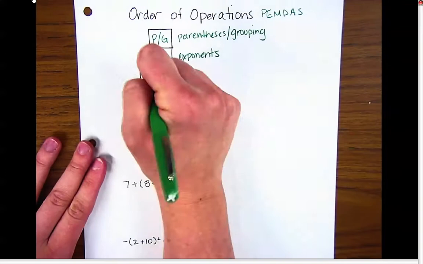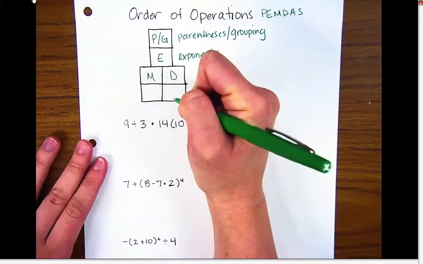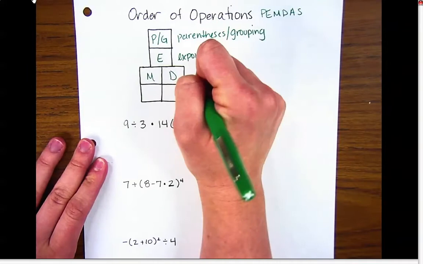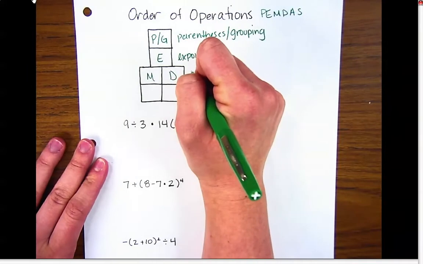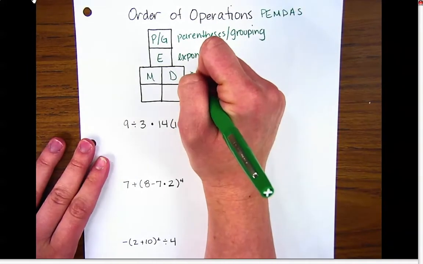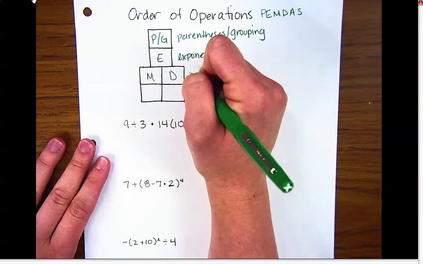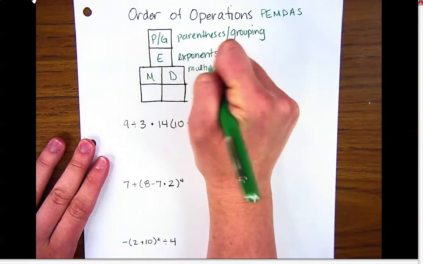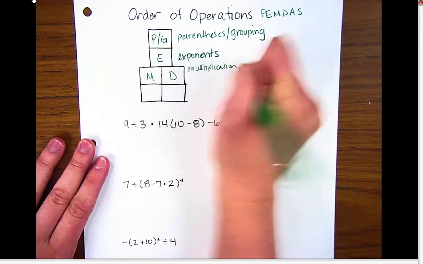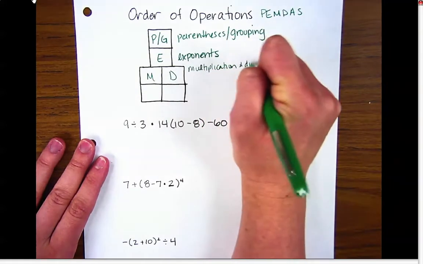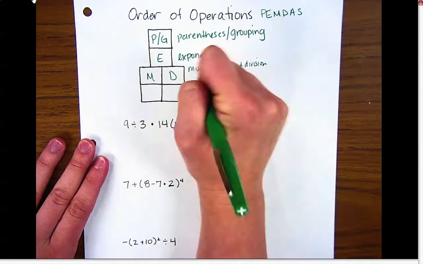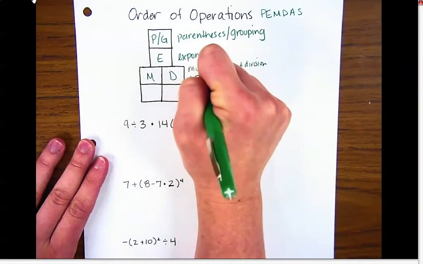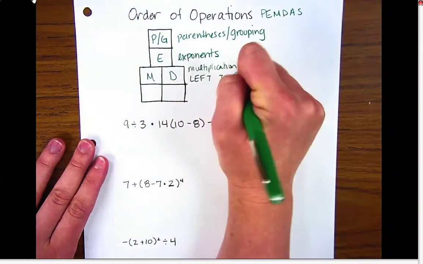Next is multiplication and division, but the important thing that you need to remember is these go left to right, which means if division comes first, you calculate the division first. So multiplication and division, left to right.